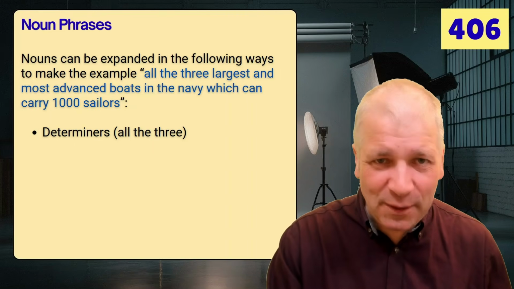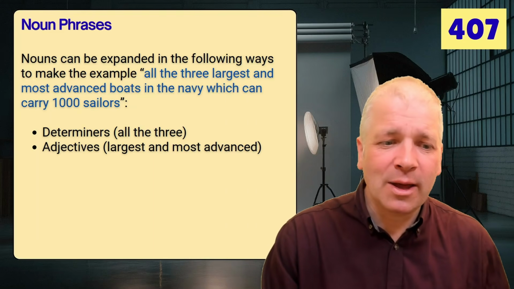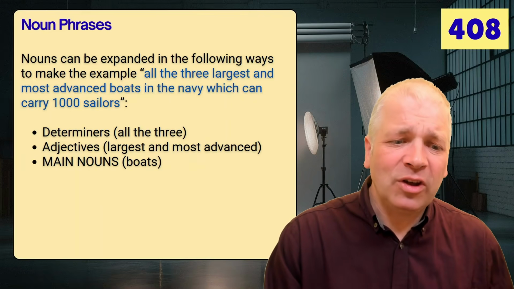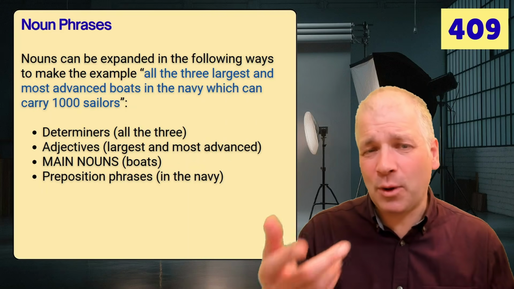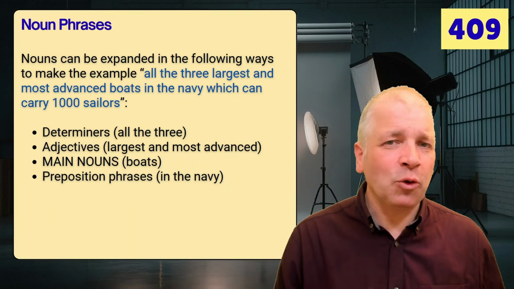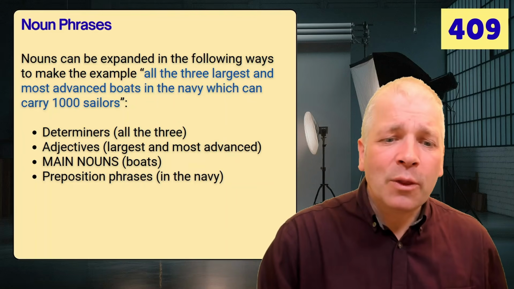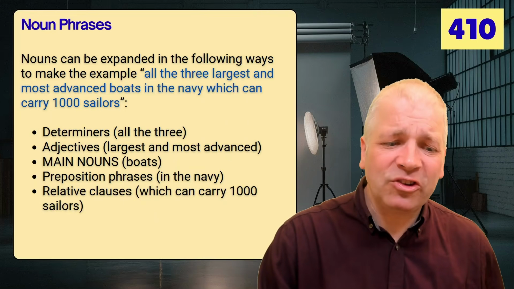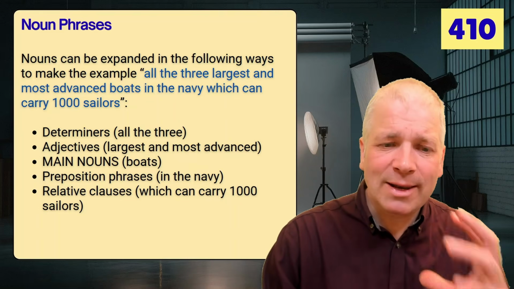There don't have to be determiners. You could just have the main noun, but you can have determiners, all the three boats. Then we have adjectives, largest and most advanced. Then the main noun, which here is just boats. You could have two nouns working together where one noun takes the adjective form for the main noun. Generally, we talk of the main noun as just being one, but you could possibly have two nouns together in a compound noun. Then afterwards, we have preposition phrases. Here we have in the Navy, and then a relative clause, which can carry 1,000 sailors. And all of these 5 elements work together to create this very large noun phrase.